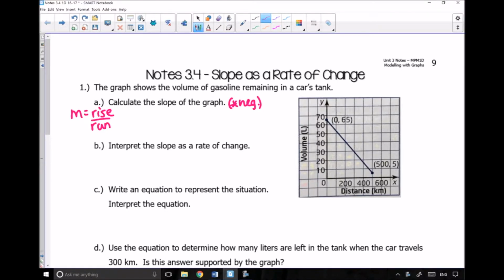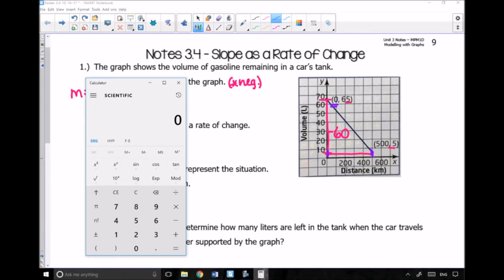Okay, so let's go ahead and figure out how much did this rise by? How much did it go down by? How much did it go over by? Now it started at 65 here and it ended at 5. So I know it went down. If this is 65 and it ended at 5, I know it went down by 60, so it's a negative 60. That's my rise. And then my run, I want to see how much it went over by. Well, it started at 0 and it went to 500, so it went over by 500.